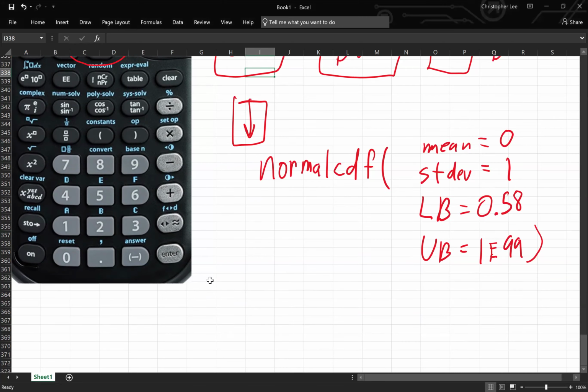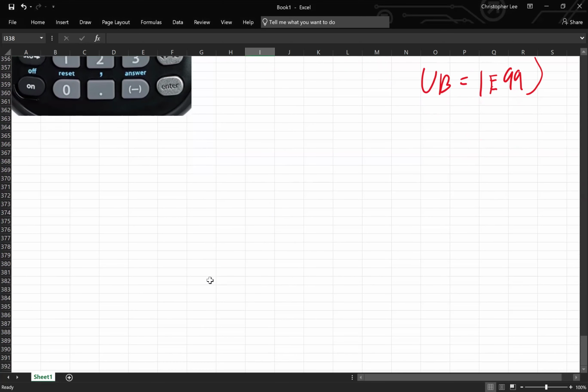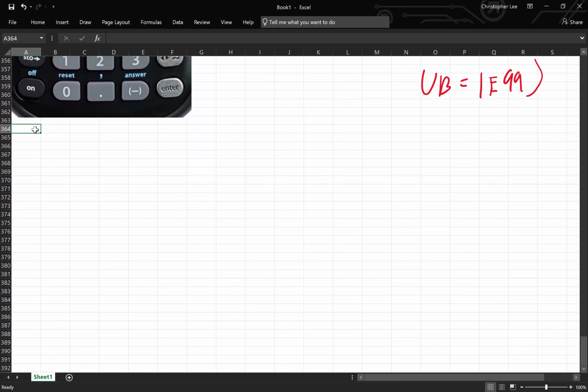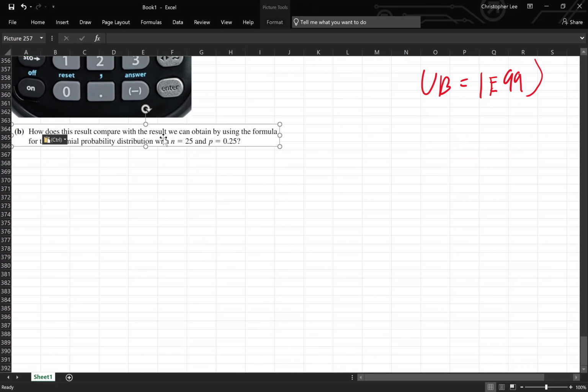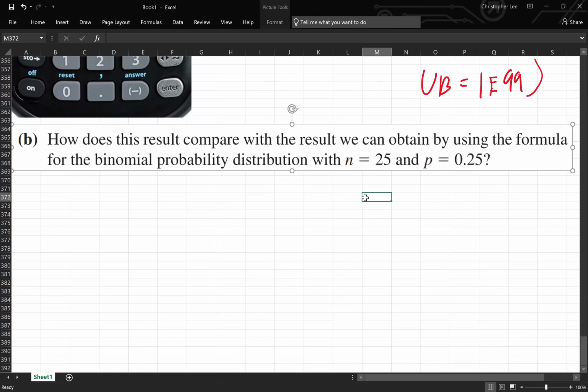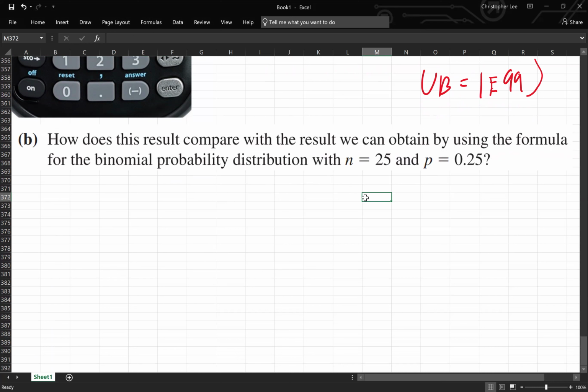All right, so that's how we do our normal distribution, right? That's pretty much a 30 year test right there, that one example. So let's kick it up a notch. How does this result compare with the result we can obtain by using the formula for the binomial distribution when n is equal to 25 and p is equal to 0.25? Because remember we did the binomial PDF and binomial CDF. Let's compare these answers real quick.